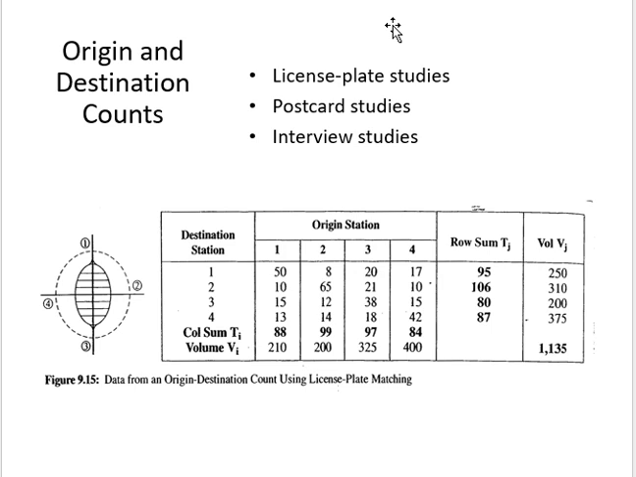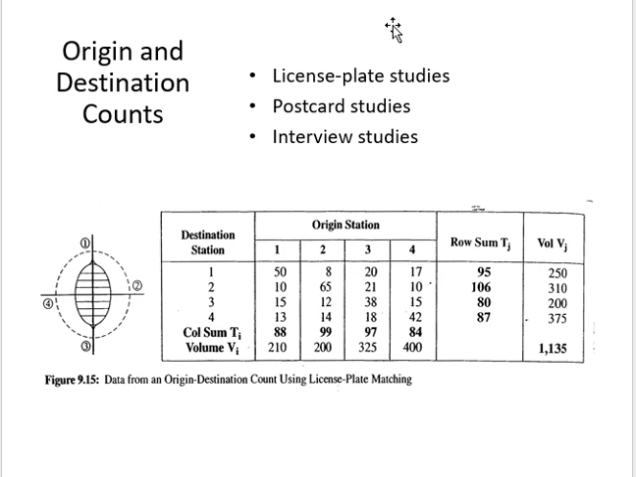This 4 by 4 is prepared using one of these methods. And then at the end you see the summation. This plus this plus this, and this and this and this. The summation tells you the total entry or the total exit. So 88 is the total exit from zone 1, and 95 is the total entry into zone 1. Now, if you look at the methods, if you are doing the license plate method, you have to write the license plate numbers, right? So it's not possible to write all of them.